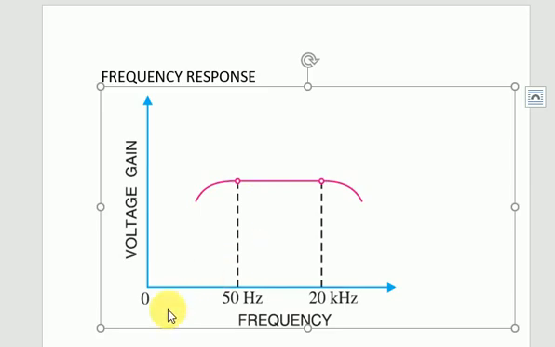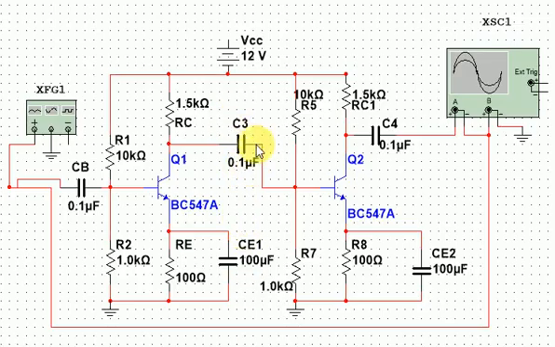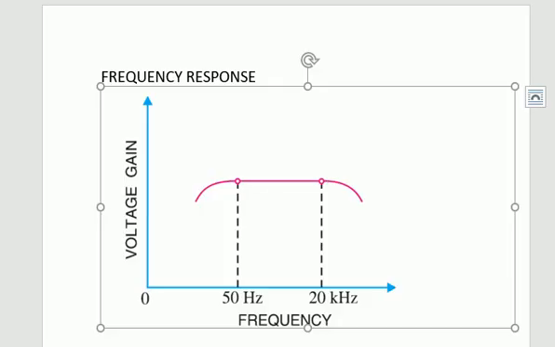Here at low frequencies, that is less than 50 Hz, the reactance of the coupling capacitor is very high, because Xc equals 1 upon 2 pi fC, and for very low frequencies the reactance of this capacitor is very high. So what will happen is that only a very small part of the signal will pass from the first stage to the next stage.